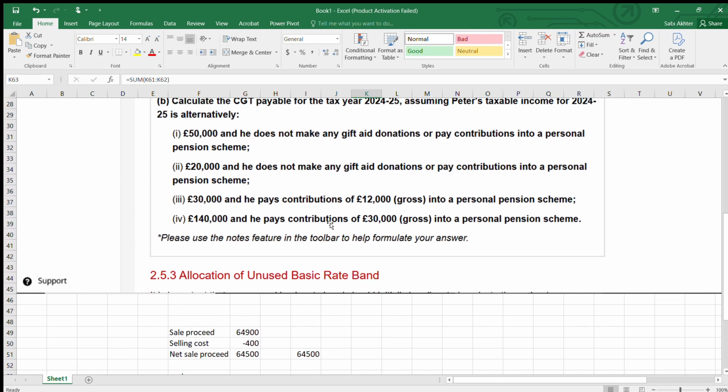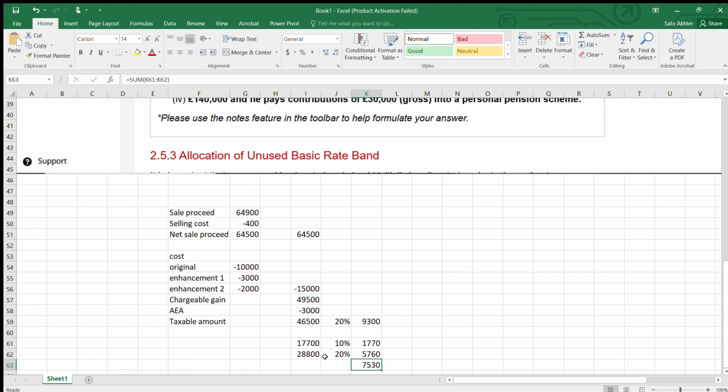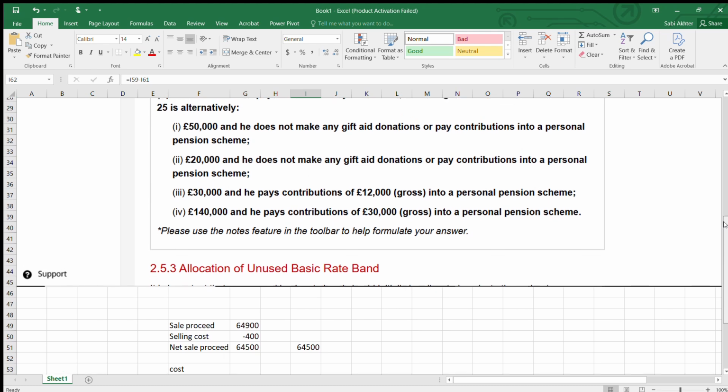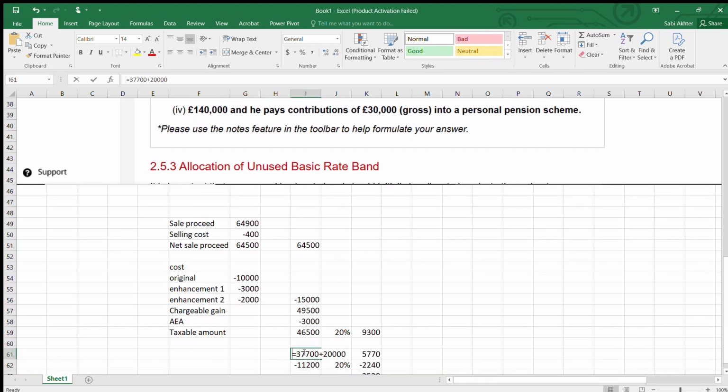It's 30,000, but you're paying a contribution of 12,000. Remember, they have already given you the gross up, so you no need to gross it up. Just add 12,000 to your basic rate band. So 37,700 plus 12,000. So now the basic rate band is 49,700.